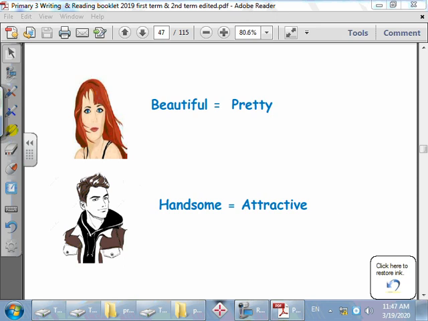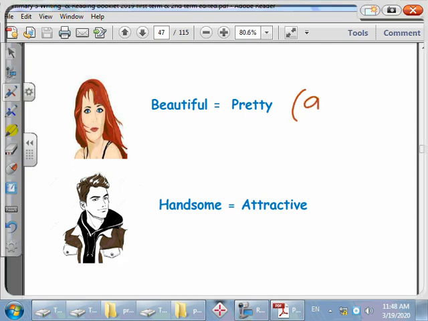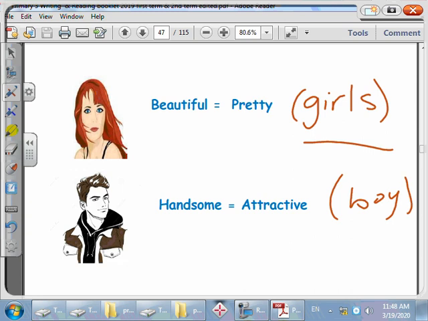We could also say, she is beautiful or pretty. Okay, this is for the girl. So for the girls, we say beautiful or pretty. For boys, what do we say? We can't say this boy is beautiful. Yes? We say handsome or attractive. He attracts the attention. So we don't say this boy is beautiful or this boy is pretty. Okay?